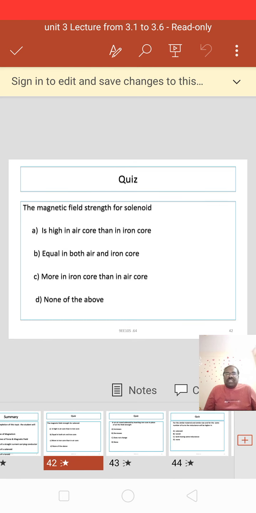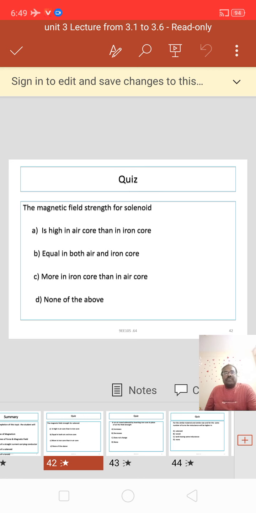Next is magnetic field strength for solenoid. The magnetic field strength for solenoid is: high in air core than in iron core, equal in both iron and air core, more in iron core than in air core, none of the above. The magnetic field strength for solenoid is high in air core than in iron core.